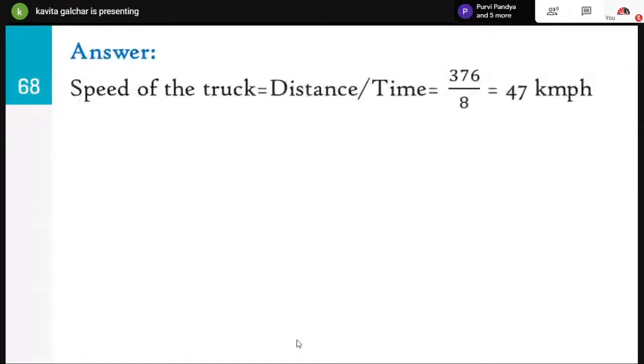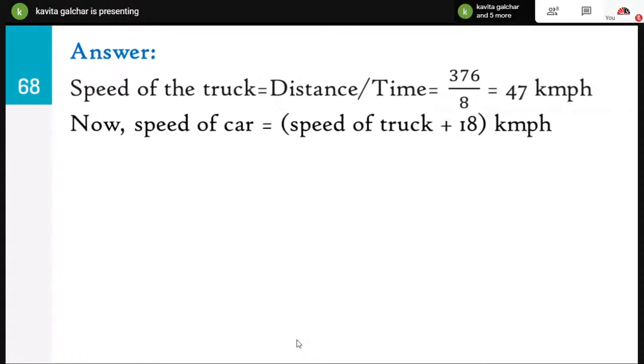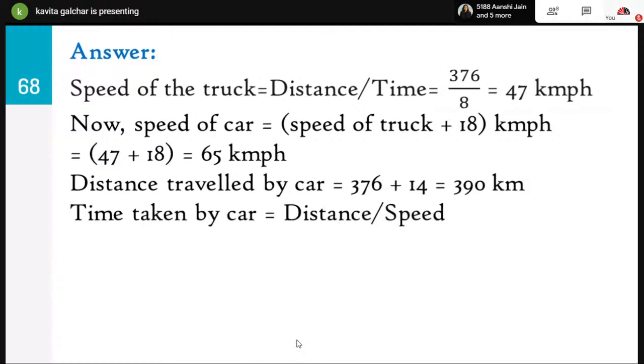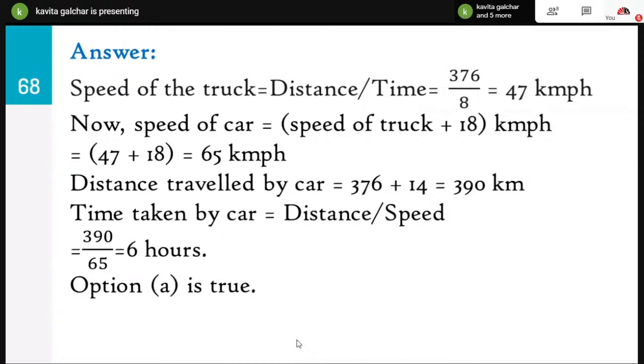First, we will see what is given. I am putting here the speed of truck as a distance traveled by the truck, and the time taken by the truck is given. Therefore, speed of the truck is 47 km per hour. Speed of the car is 18 km per hour more than the speed of truck. Therefore, it is 65 km per hour. Distance traveled by the car is 14 more than the distance traveled by the truck. Therefore, it is 390 km. So the time taken is distance upon speed, 390 upon 65, that is 6 hours. Option A is true.